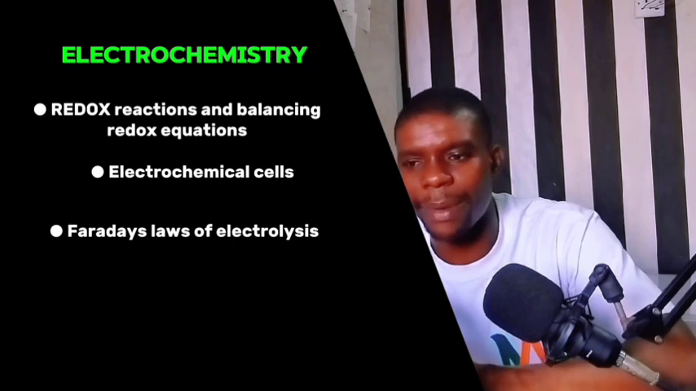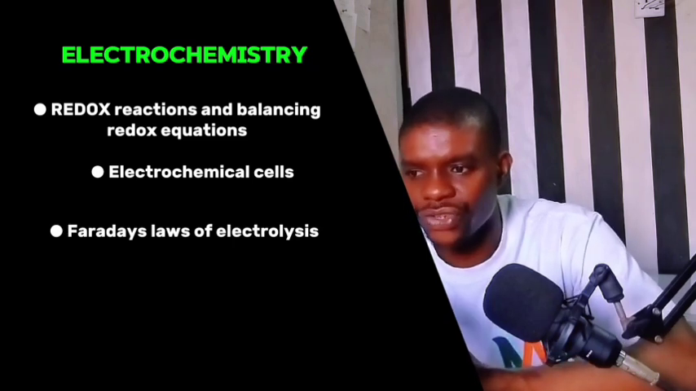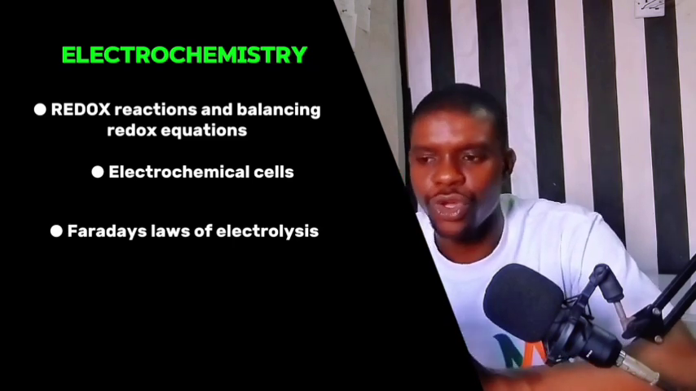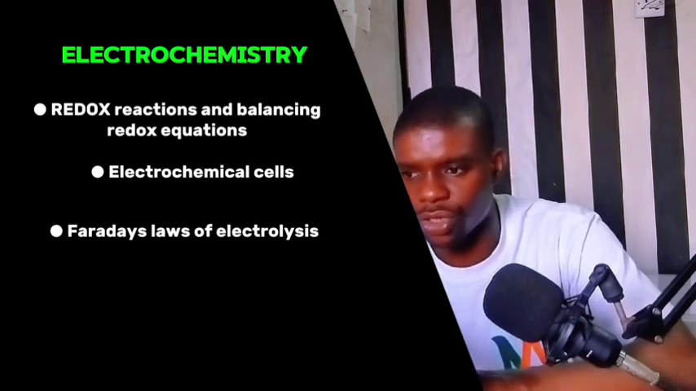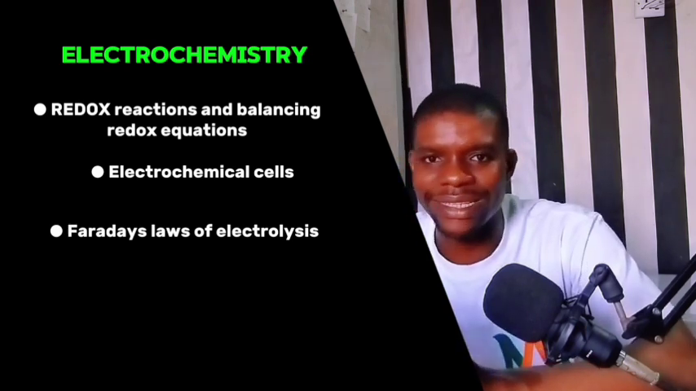Now, the number 9 on the list is electrochemistry. Yes, you must cover electrochemistry, which includes redox reaction and balancing of redox reaction. So you must know what is called oxidizing and reducing agent, oxidation and reduction. You must know how to balance redox reaction.